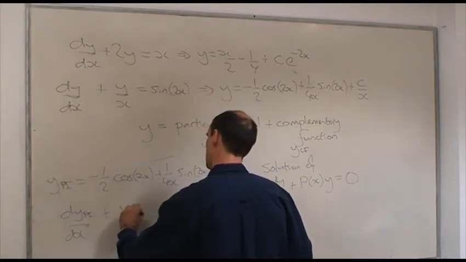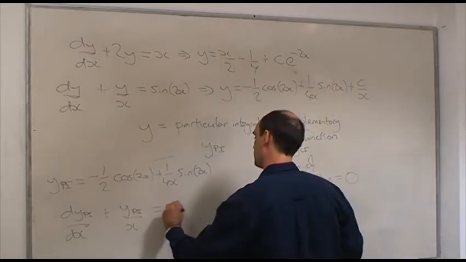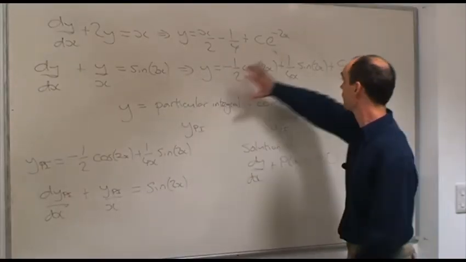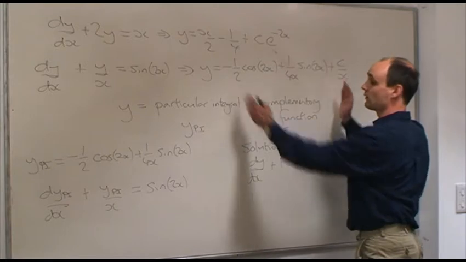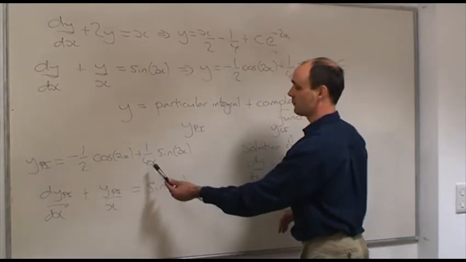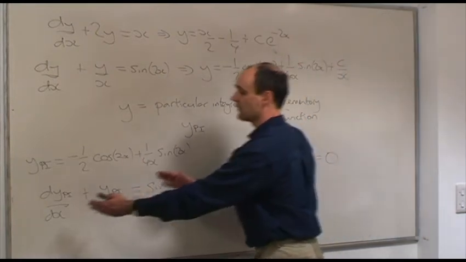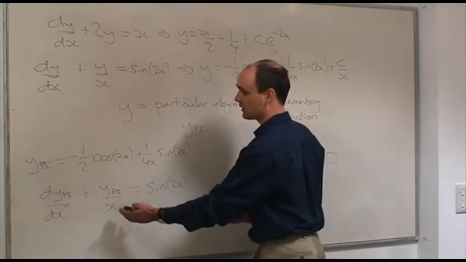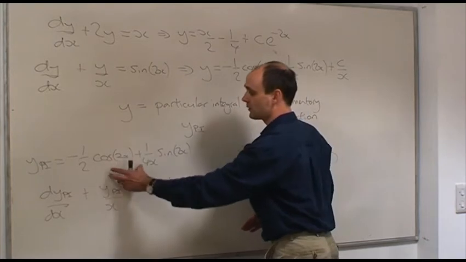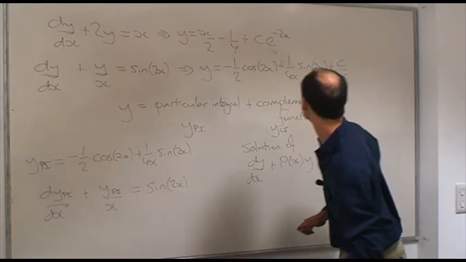plus ypi over x is equal to sine of 2x. So the particular integral here that we found from this differential equation is minus a half cos 2x plus 1 over 4x sine 2x. And if you substitute that into the left-hand side of the differential equation, you have to differentiate it to get dypi by dx, and then you substitute that in there. Then you get sine of 2x appearing on the right-hand side.